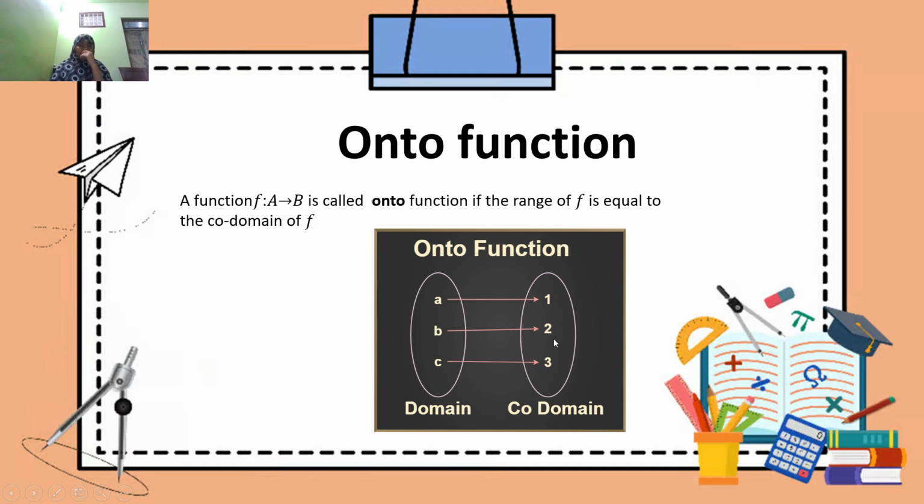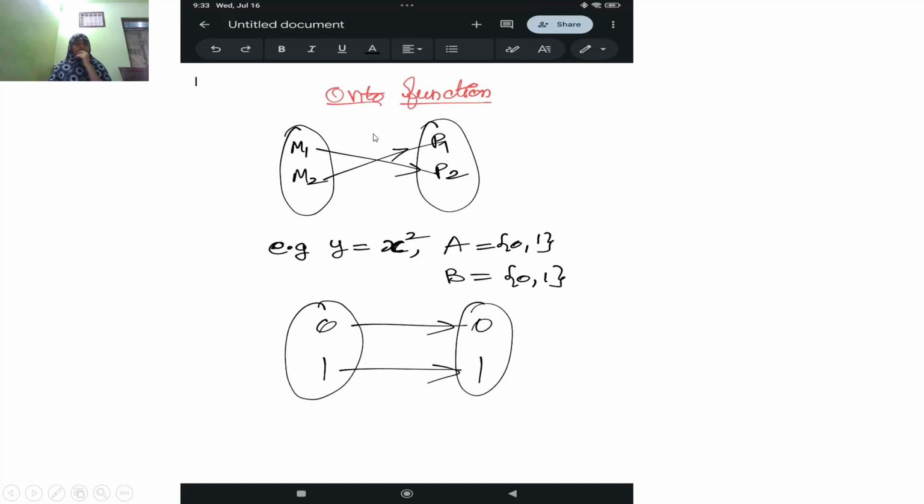In other words, to understand in a better way, all the elements in the codomain should have a pre-image, or they should be mapped from the domain set, and that is my onto function. If you remember the ICU example, my patients P1, P2, they are the codomain set. Monitor M1, M2, that is my domain set. What did we say? Every patient should have what? Monitor. So here P1 should have a pre-image, P2 should also have a pre-image. They should have a pre-image. So this is the need of an onto function.